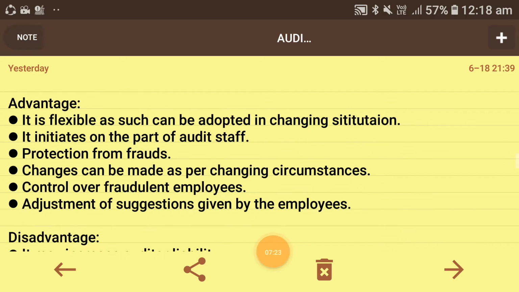Next is adjustment of suggestions given by the employees. Yes, if an employee gives any suggestion which is good to follow, it can be adjusted in that particular audit program, so that the auditing is done in a very efficient and good manner. Having such advantages, it also comprises some disadvantages.